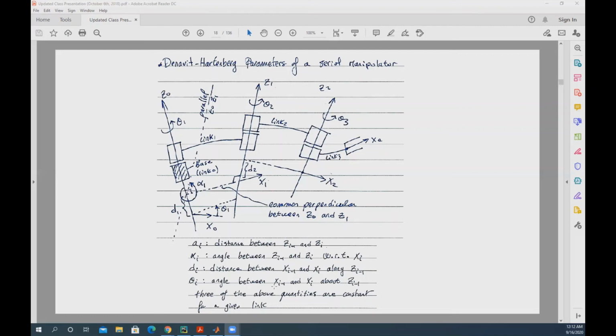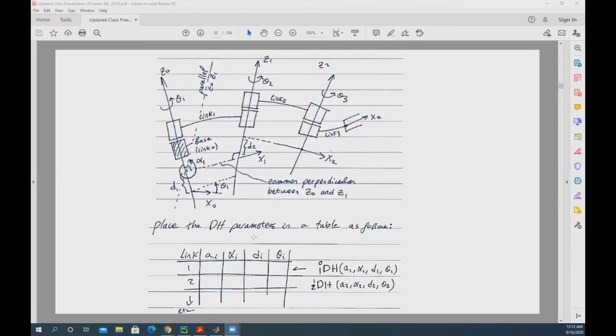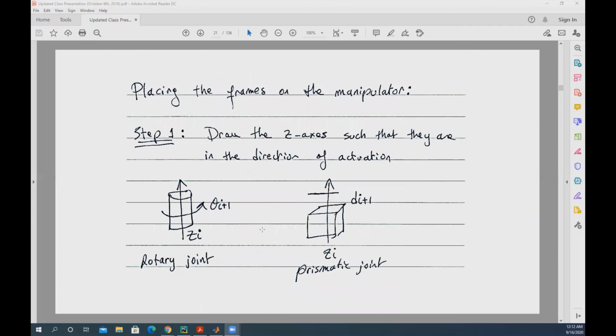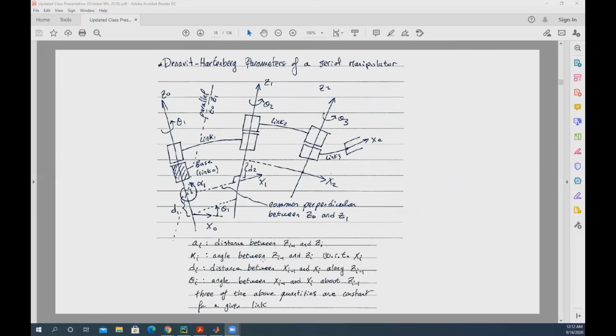Or if i is equal to 1, the angle between X0 and X1 about what? About Z0. So this is your theta. By how much you are rotating the vector X0 to arrive at vector X1. Okay, I'm going to have another lecture specifically going into more detail on the DH parameters. But today I just wanted to give you an overview of the DH parameters.